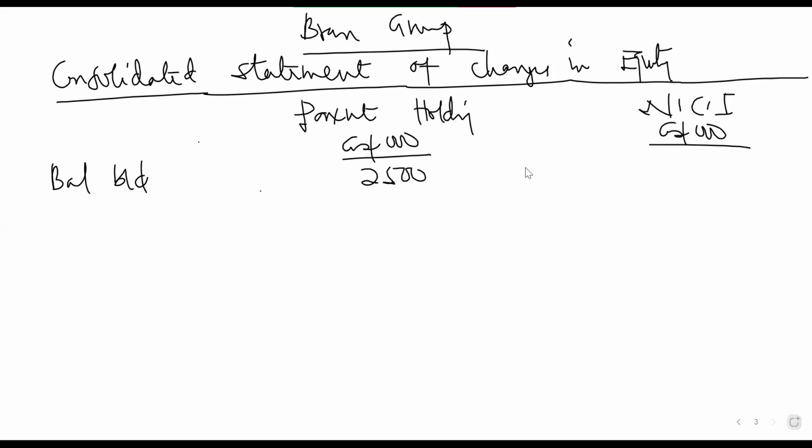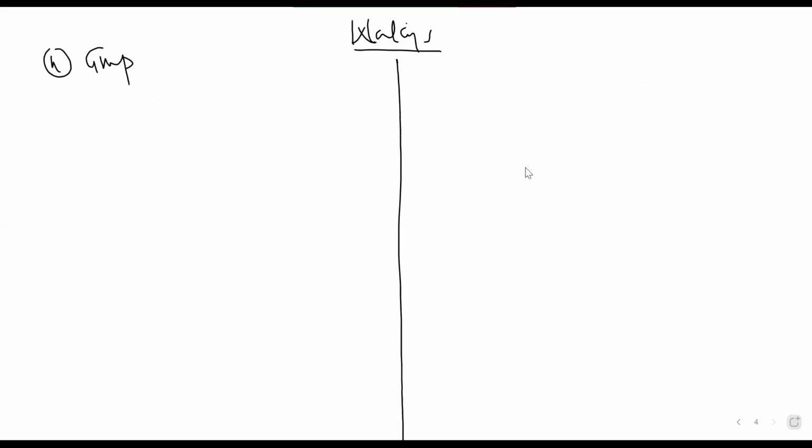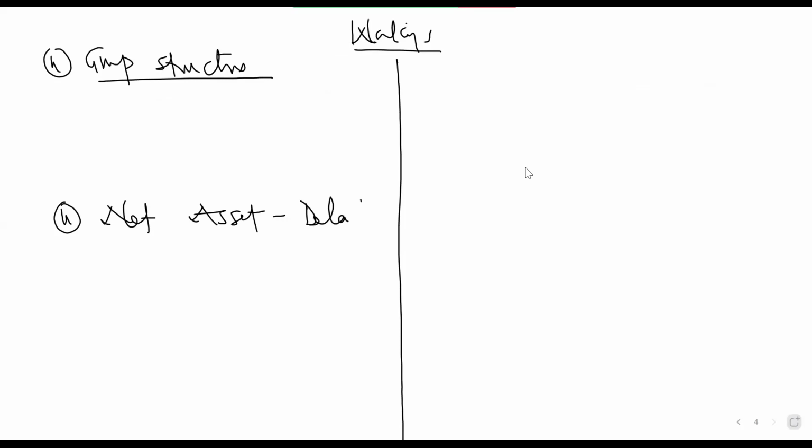So let's go to the workings now. Under the workings, you will be doing the group structure, which we all know how to do. So you do your group structure here. Then after the group structure, you do your net asset. Why do you have to do the net asset? We want to know the non-controlling interest so that we take it to the statement of changes in equity.